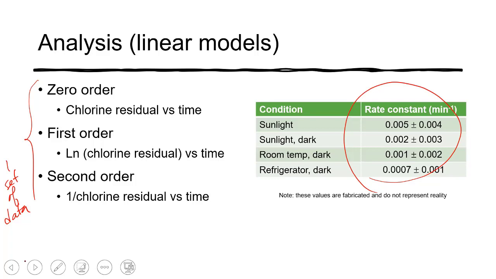And as I write here, the data I made up, so do not expect that you're going to get data like this. Although I would expect that you'd find that the greatest rate of decay would be in the sunlight. And as the temperature decreases, you will see a decrease in the rate constant and the rate of decay.